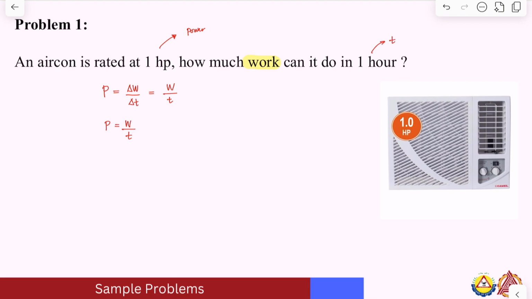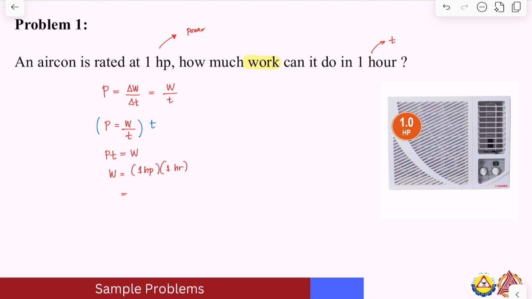Now if I'm going to solve for work, I have to multiply both sides by time, and in doing that I will get power times time is equal to the work, right? So work is just equal to the power, 1 HP, multiplied by the time, that's 1 hour. Now notice that your units did not make sense, so that's why we have to do some, more like dimensional analysis in the same manner that you have in your chemistry.